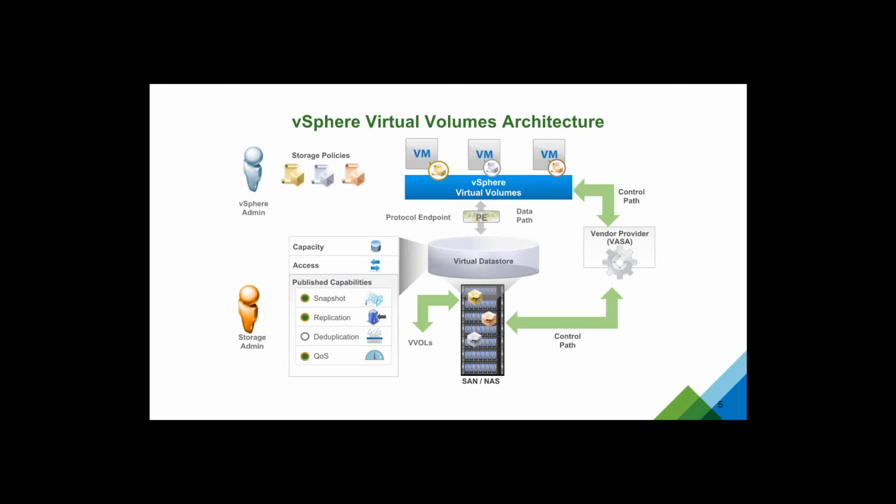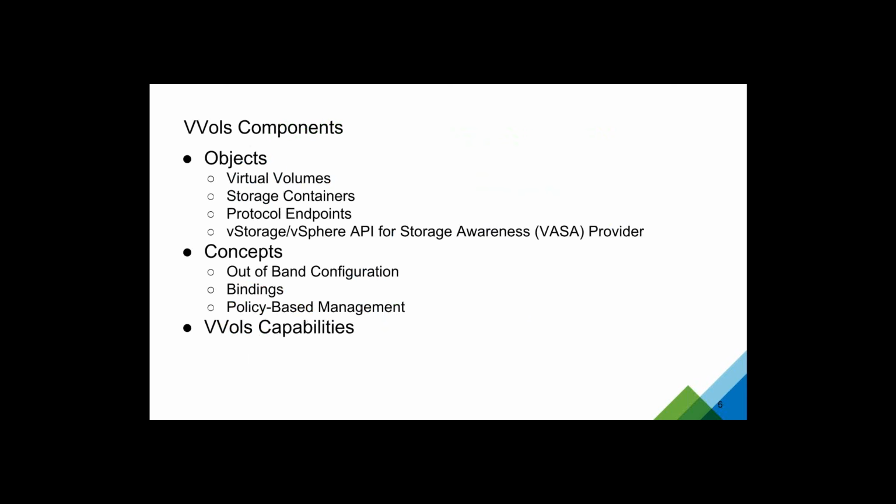Aligning the capabilities, creating the VMs, all the management of the VMs actually happens in the control path. It's way over on the right side of the screen and goes through what's called a VASA provider. I'll get into more details there. And the VASA provider tells the storage system, hey, here's the vVols we need, and the storage system is actually going to create the vVols individually for that VM. So from the storage admin side, they have the ability to decide what capacity is going to be available for vVols, what the access methods are, and then basically what the published capabilities are for snapshot, replication, QoS, etc.